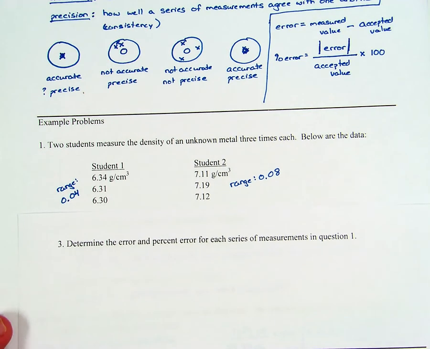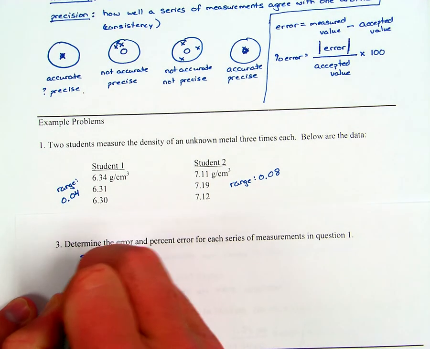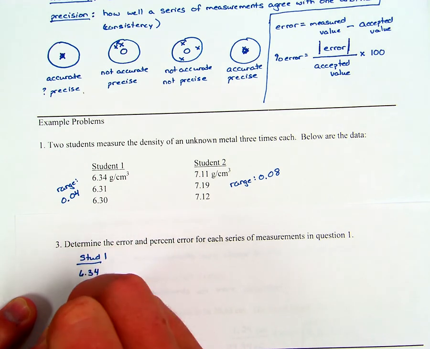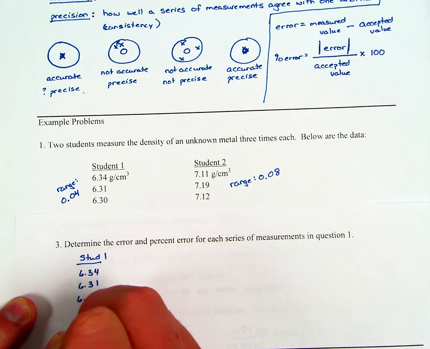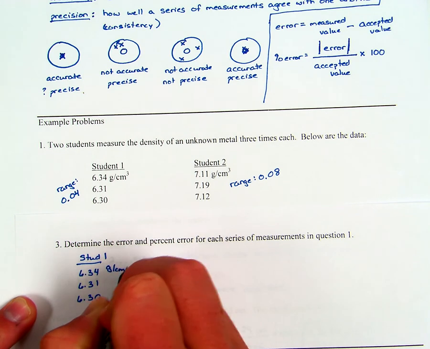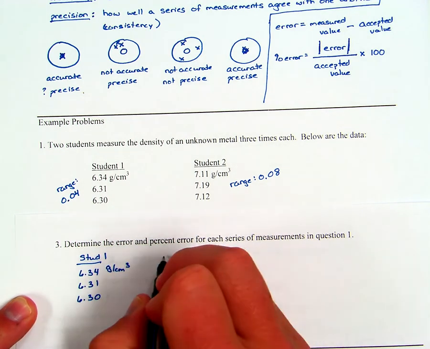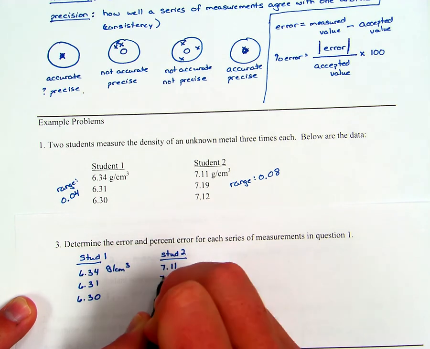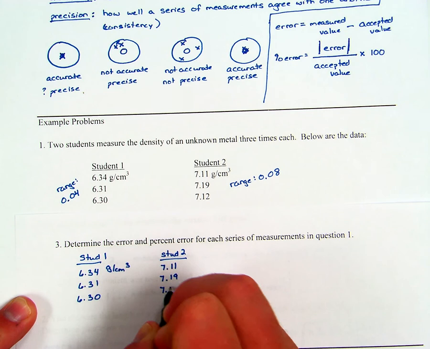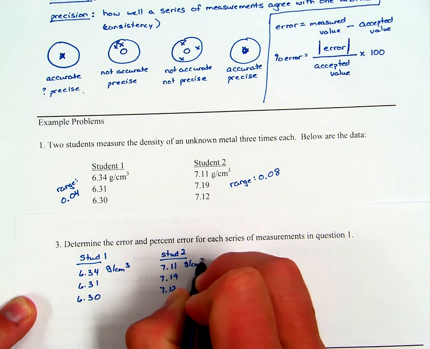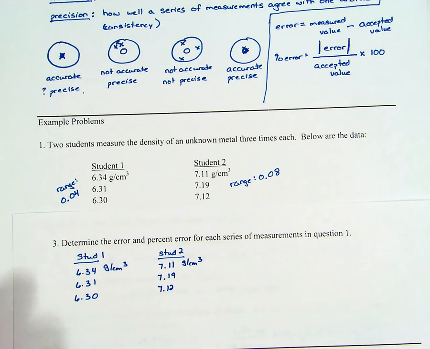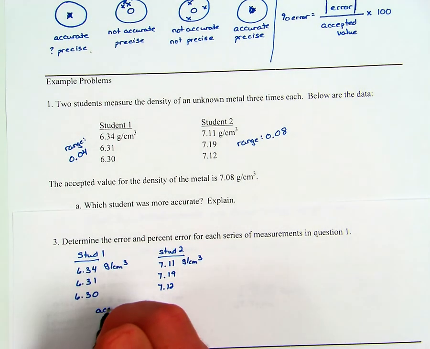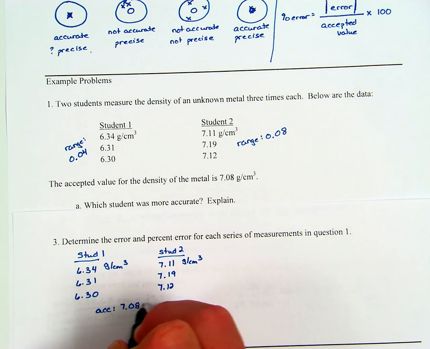So student 1 had values of 6.34, 6.31, and 6.30 grams per centimeter cubed. And student 2 had the values of 7.11, 7.19, and 7.12 grams per centimeter cubed. And I also want to jot down the accepted value. That's also on here. The accepted value is 7.08 grams per centimeter cubed. All right, so now we have all of our data that we need. We'll go back to answering the question.